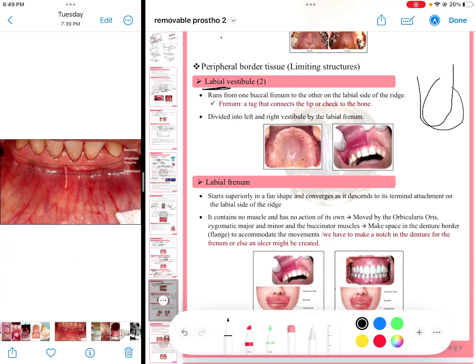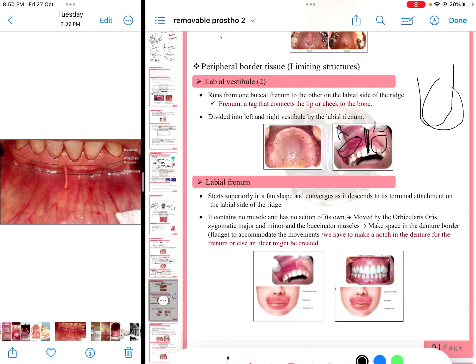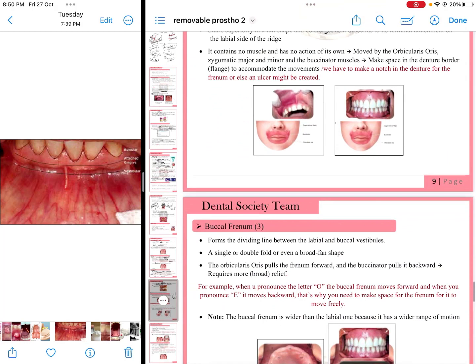Here is the vestibule. The labial vestibule runs from one buccal frenum to the other buccal frenum, on the labial side. So this is the labial vestibule. It's divided into left and right by the labial frenum. So we have the buccal frenum and the labial frenum, the buccal vestibule and the labial vestibule. This is the labial frenum. It divides the labial vestibule into the right labial vestibule and the left labial vestibule. And where will the labial vestibule end? It will end here.